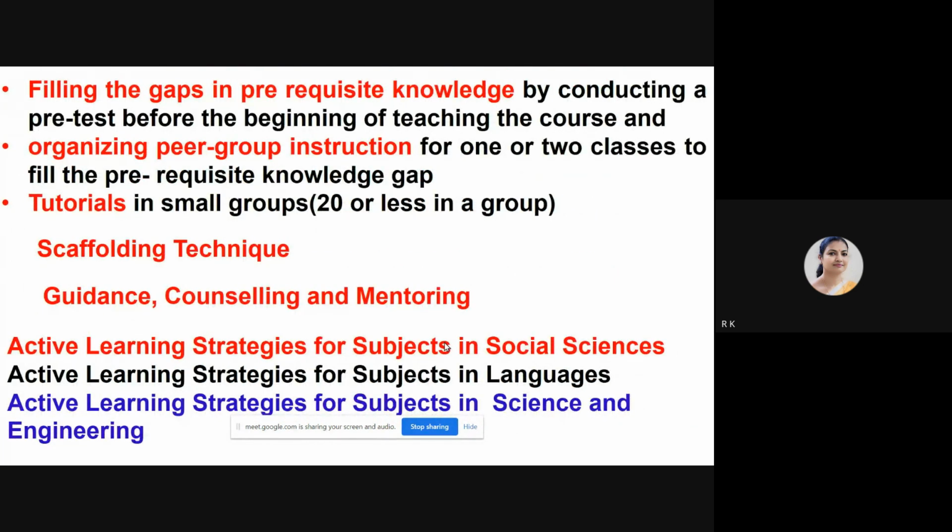This will also fill the gaps in prerequisite knowledge by conducting a pre-test in the class before the beginning of the teaching of the course. My dear friends, honestly speaking, all this is possible if we have an appropriate plan before starting the session.